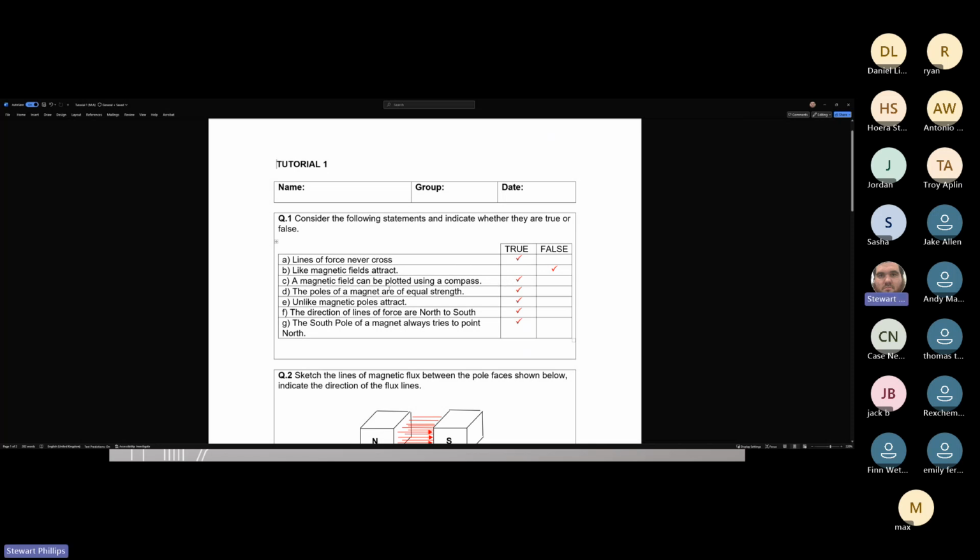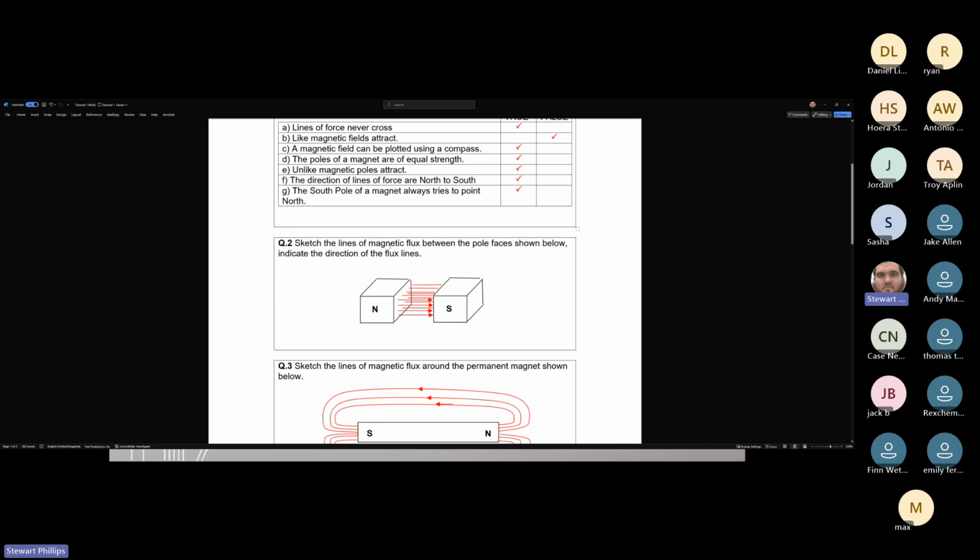The poles of a magnet are of equal strength. Yes. A magnet cannot have poles of different strength because it is considered one magnet. Unlike magnetic poles attract, yes, they do. So a north and south pole will attract. And the direction of lines of force are north to south. So they leave the North Pole and flow to the South Pole. This is true. And the South Pole of a magnet always tries to point north. Yes.